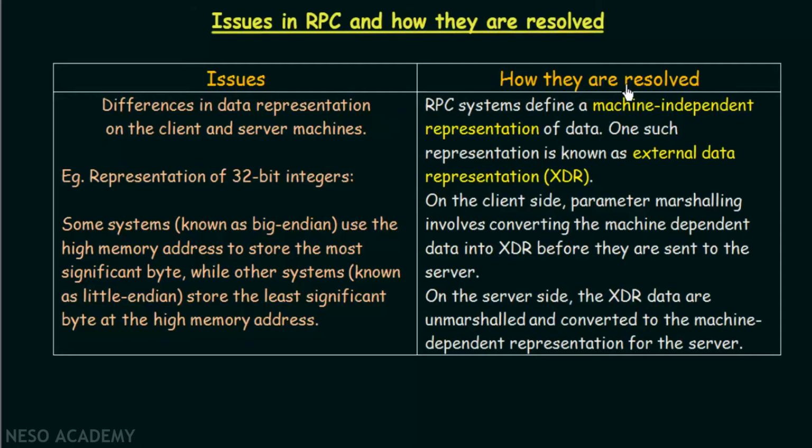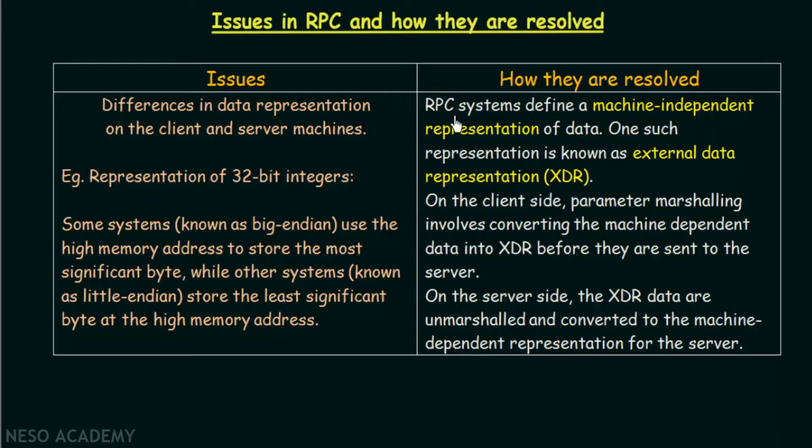In order to resolve this issue, the RPC system defines a machine independent representation of data. One such representation is known as the external data representation, or XDR. On the client side, parameter marshalling involves converting the machine-dependent data into XDR before they are sent to the server. On the server side, the XDR data are unmarshaled and converted to the machine-dependent representation for the server. So this is how the issue of difference in data representation is solved in an RPC.